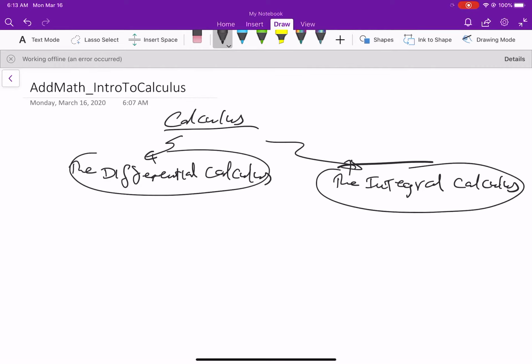These two branches of calculus are basically reverse processes of each other. So when you're dealing with the differential calculus, the process is called differentiation. And over here, the process is called integration.